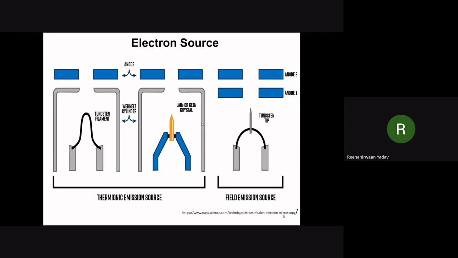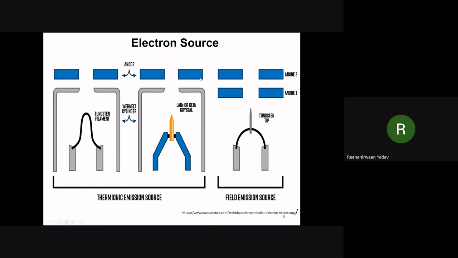So if we discuss a little bit about the source of electrons, we can generate a coherent beam of electrons either by using thermionic emission or by using an electromagnetic field. So basically, as a source of electrons, we use a tungsten filament or lanthanum hexaboride filament, or maybe a field emission gun.